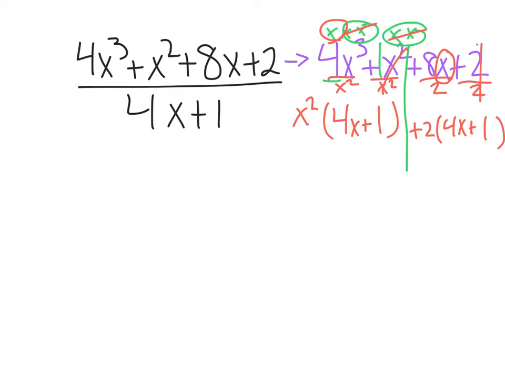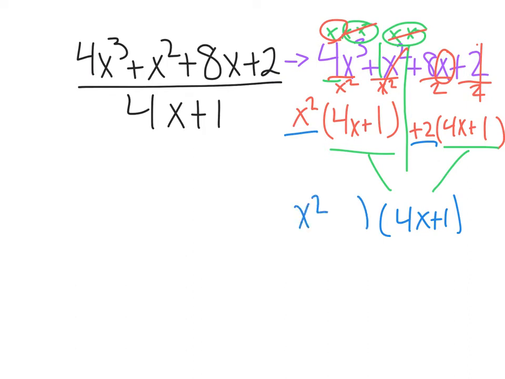So now let's check this. Are the two parentheses the same? Yes. So I can write that once for my final answer. 4x plus 1. And my 2 that were left is going to build my other set of parentheses. That's x squared plus 2.